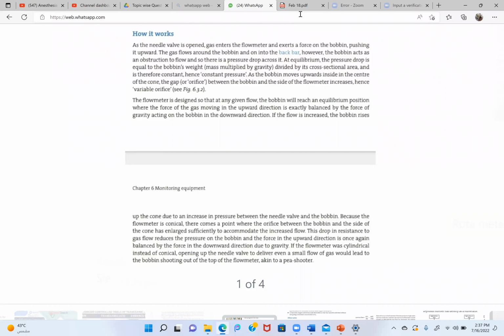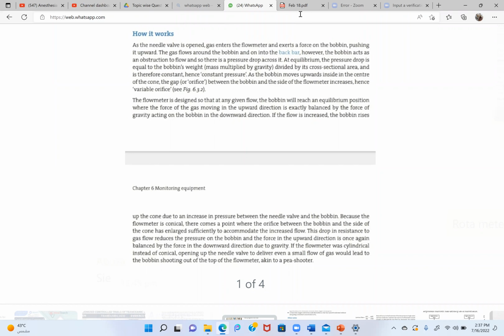If it is not conical, it will just move straight. I'm not sure I am able to explain it to you in a very nice way, but that is the reason: because of the constant pressure, its design should be like that.